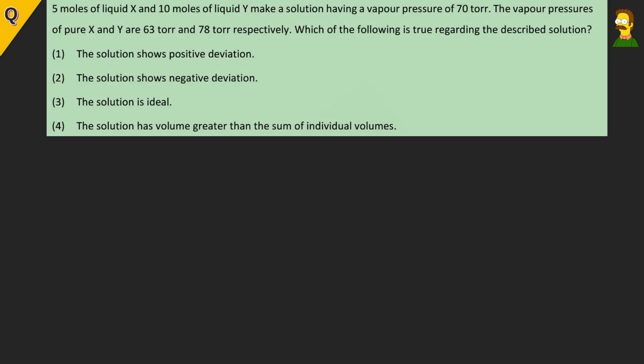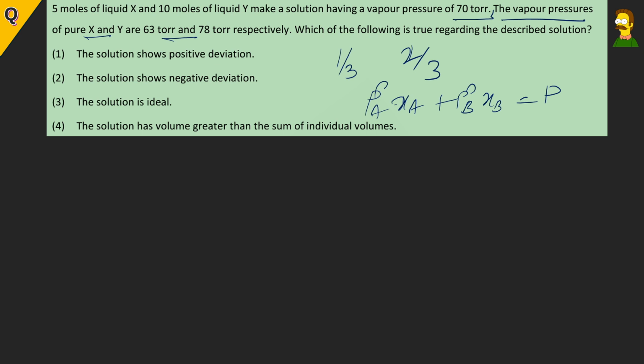Oh, great. Yay, physical question. Solutions. 5 and 10, which means 1 by 3 and 2 by 3. That's how quick you need to figure out what the mole fractions are. Why do you need to know mole fractions? Because what is P going to be equal to? It's going to be P naught A XA plus P naught B XB. That's going to be equal to your total pressure. That's what this question is about. The vapor pressures of pure X and pure Y, that's P naught A and P naught B, are given to you. You need to find the total vapor pressure. Oh, this is a decent question.